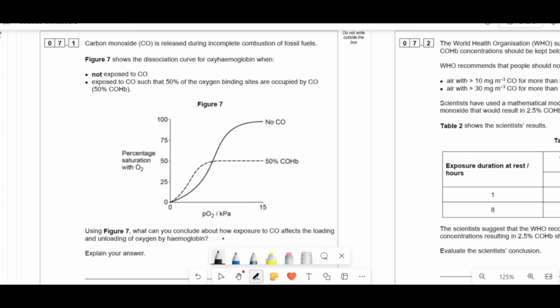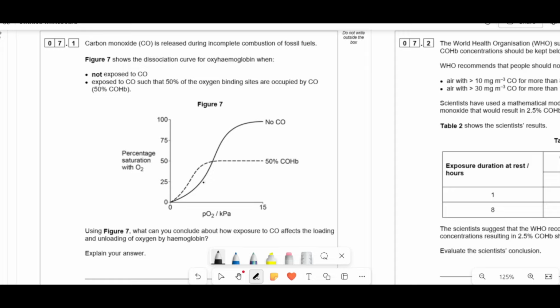Using figure 7, what can you conclude about how exposure to CO affects the loading and unloading of oxygen by hemoglobin and explain your answer? About 40% of people got no marks because here they were just completely recalling random bits of knowledge and hoping for the best. Cannot do that. Model answers do not work. I swear by this. I'll take this to my grave. It don't work. A lot of people were saying COHb would load more readily at low PO2, but that's not what they're trying to get at here.